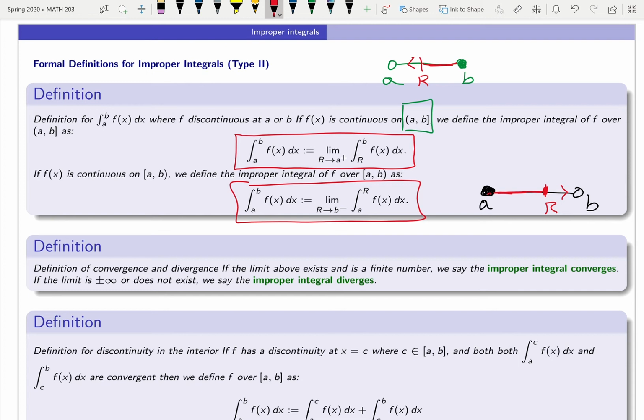If the limit above exists and is a finite number, we say the improper integral converges. Now remember that when we say the limit exists, that means it's a finite number, or if you have a limit and it's infinity, that means it exists. But here we are saying that it is finite, so we are removing the case of plus or minus infinity, and we are putting the case of plus or minus infinity under the divergent part. So if you got plus or minus infinity or the limit does not exist, then we say that the integral is divergent.